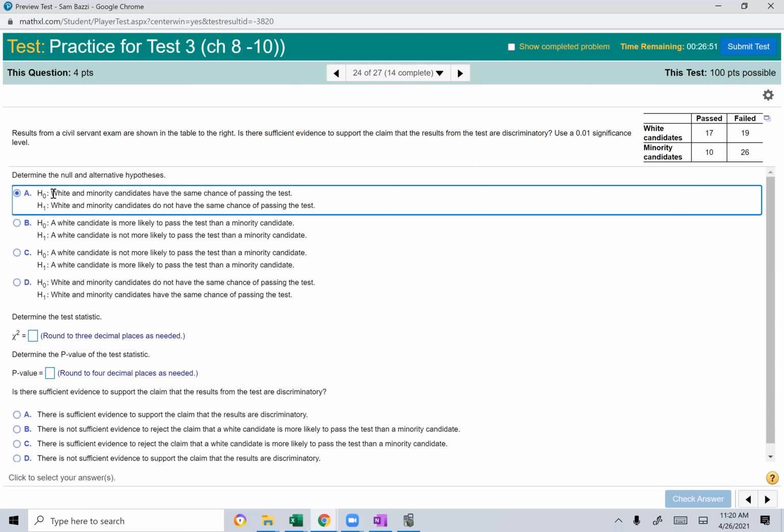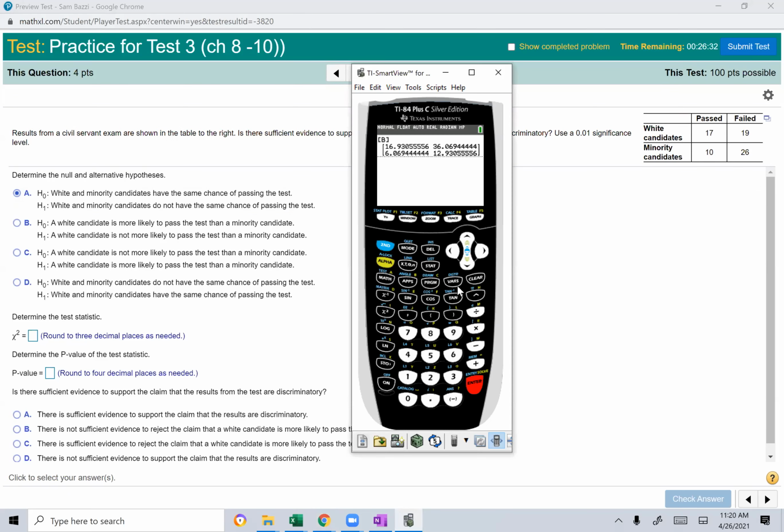H0 says white and minority have the same chance, and H1 says white and minority don't have the same chance. We need to check whether they don't have the same chance, because that's what discriminatory means here. Okay, how do you do the test statistic, guys? Let me just do it on the calculator quickly.